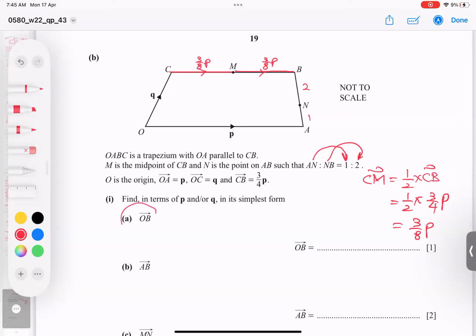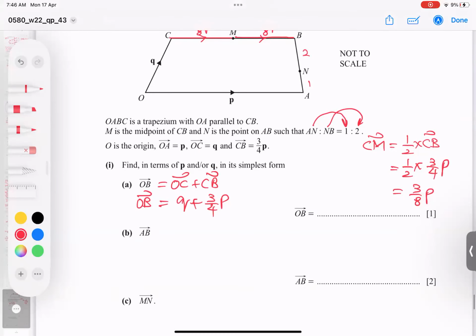What is the first question? OB. How to get OB, students? So O to C, C to B. I'm writing path O to C, C to B. What is O to C? Q. What is C to B? 3 by 4P. So first part is done.